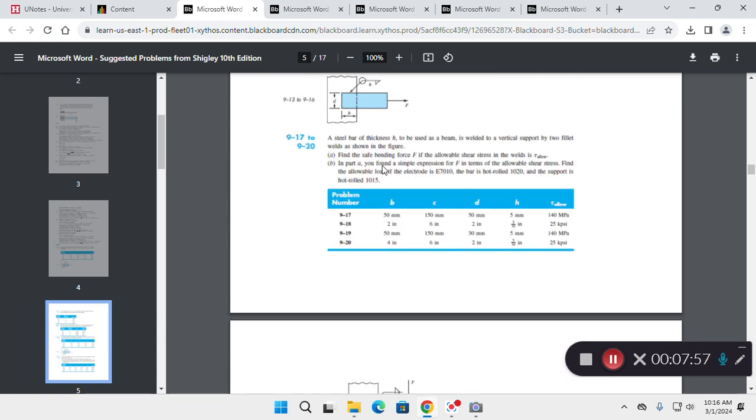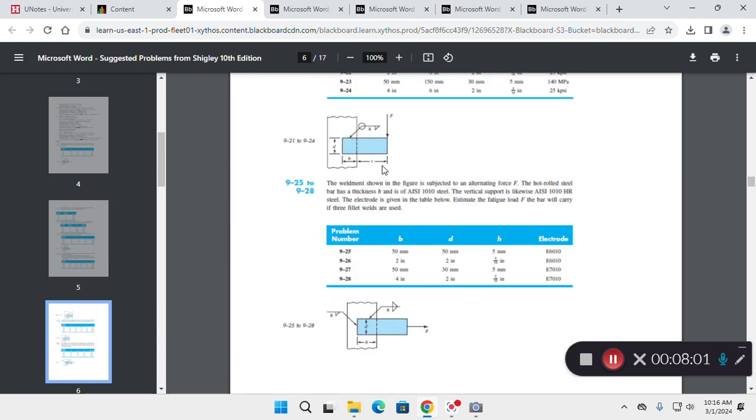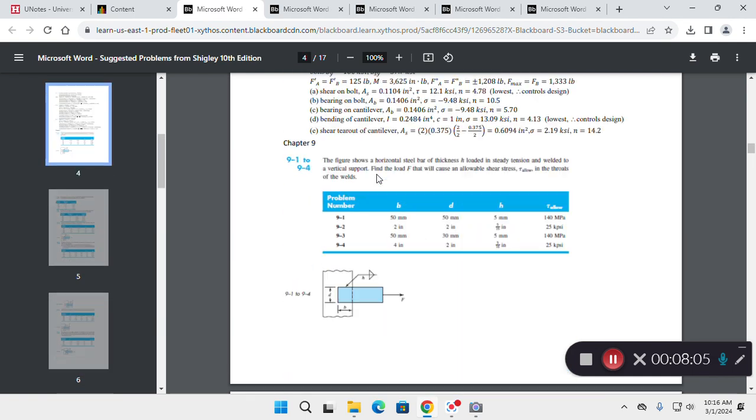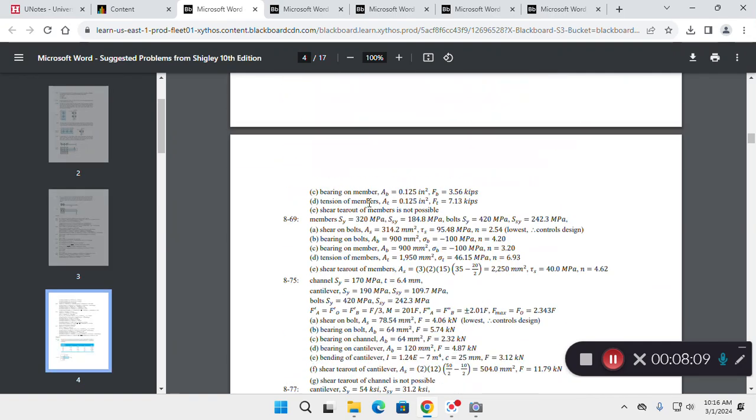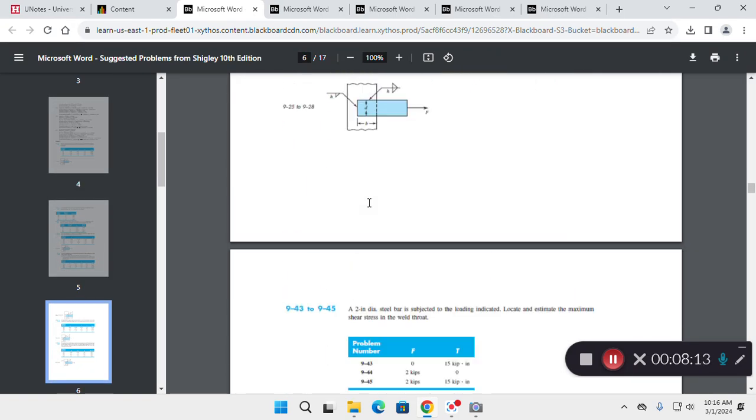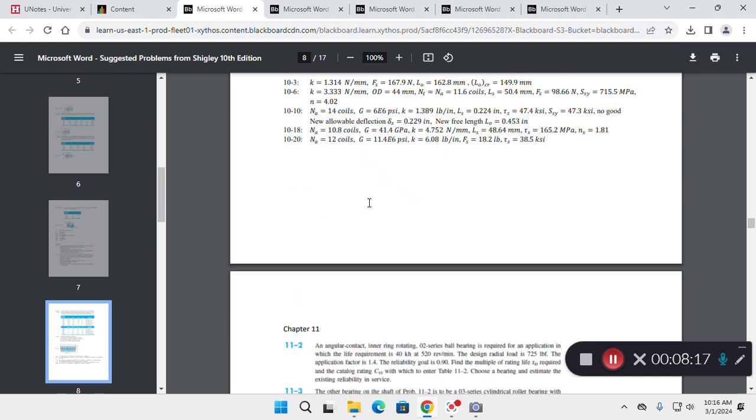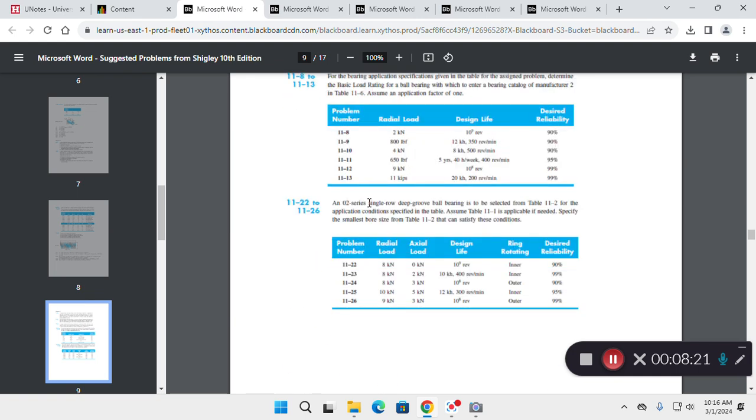And I think maybe going through some of these might be a good use of our time. So there's the springs. No, what did I start? I think I just lied to you. I think it was bolts. Yeah, bolts. So that was chapter 8. So we're here about chapter 9, which is the welds. Chapter 10, which is the springs. Chapter 11, which are the bearings.